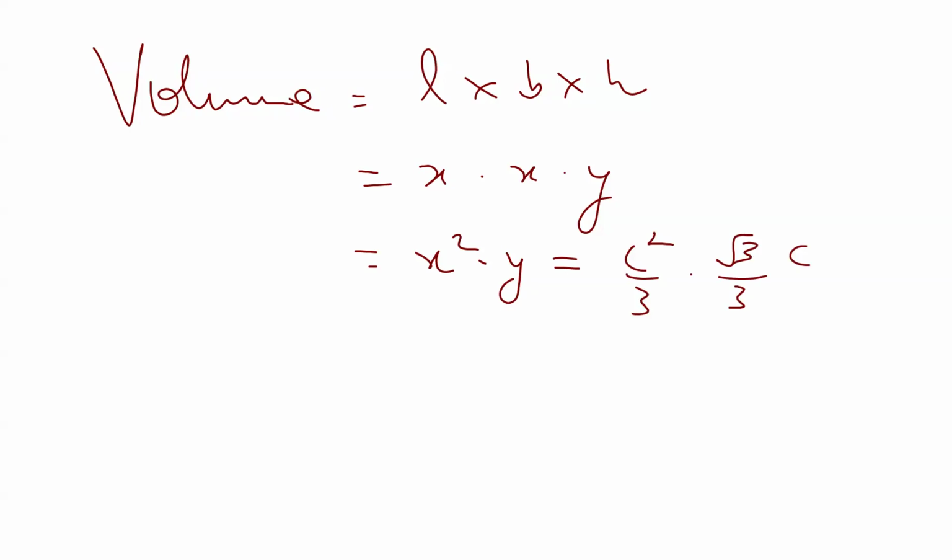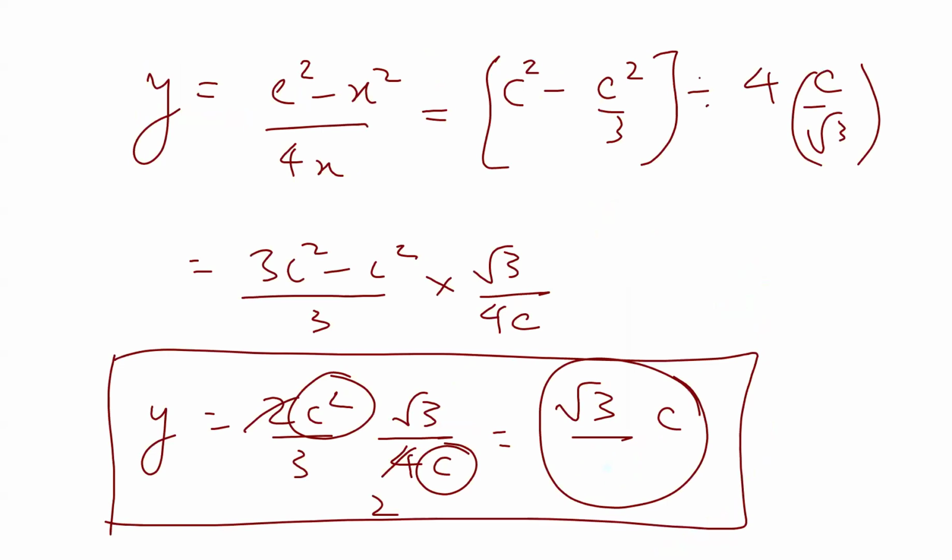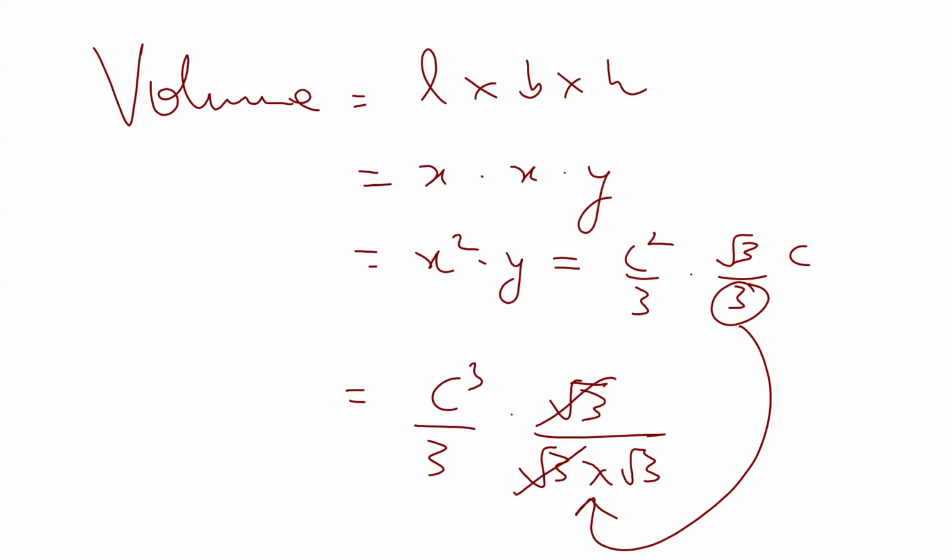Okay. So now one of the threes, I'll just write it as root 3 into root 3. Now this root 3 I have written as root 3 into root 3. And c square into c will be c cube. So one of the root 3 will get cancelled. Right? Yeah. So this is root 3 upon 6. Sorry, root 3 by 6.